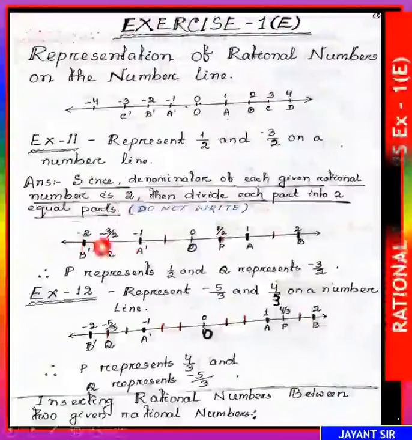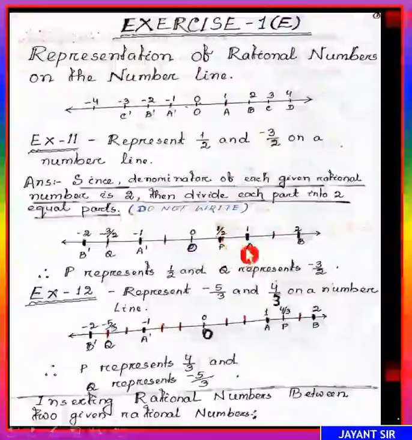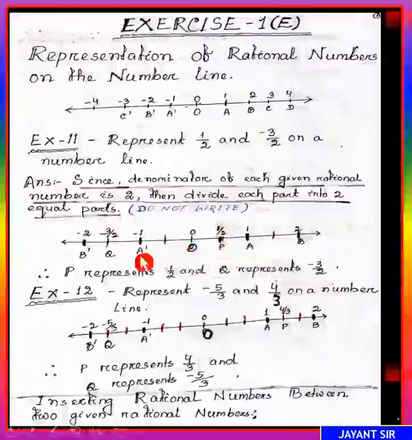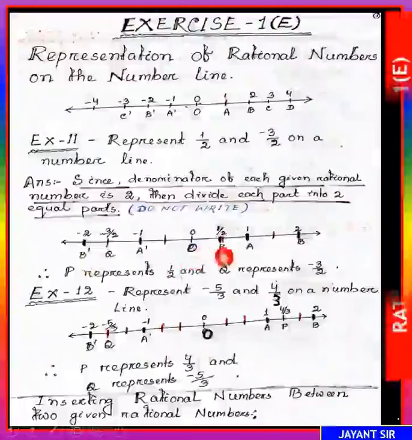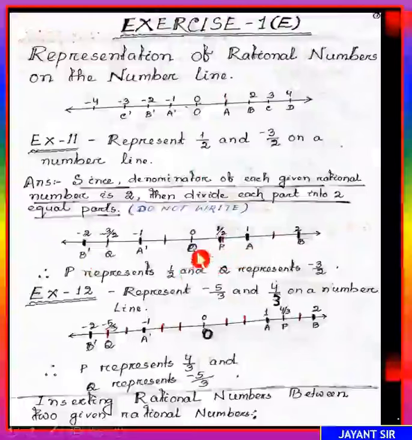As I told, draw the line of suitable length, mark in the middle that O. Here, compared to the earlier one, I have given a little bit more gap in the parts. O to A more gap and A to B also more gap. Here O to A dash also more gap, A dash to B dash more gap. Why is it so? Each part I have to divide into two equal parts because the denominator given is 2. So now you go on.